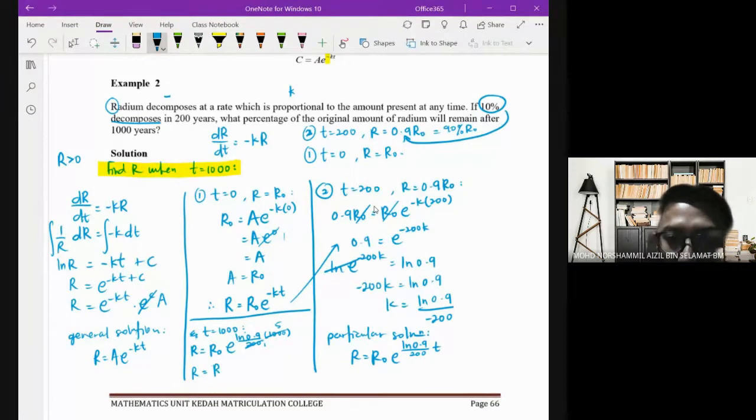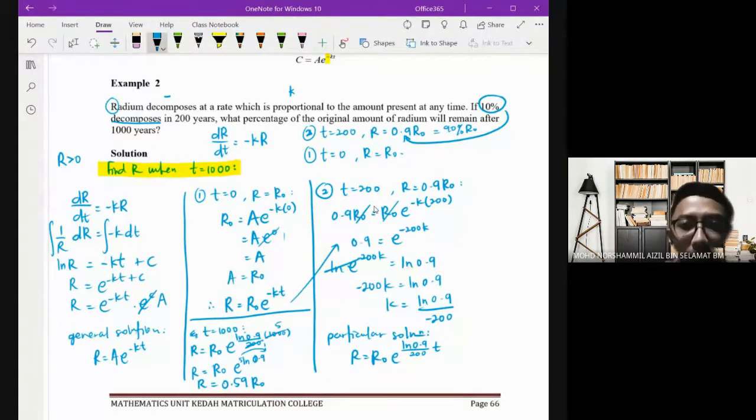So nanti dapat R0. You dapat macam ni guys. Exponential ln. Saya tulis lah. 5 ln 0.9. Dapat lah tu. Bagus. So 5 ni nanti bawa naik jadi power. Nanti eksponen dengan ln boleh potong. And then you simplify, you get R equals to 0.59 of R0. So what does it mean, guys?